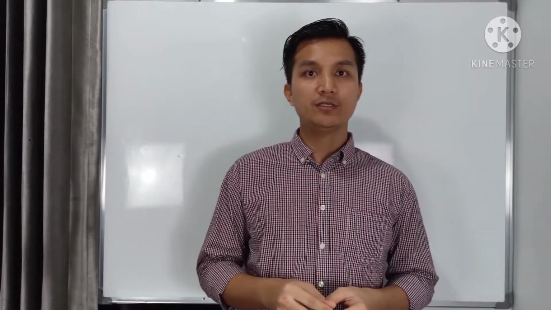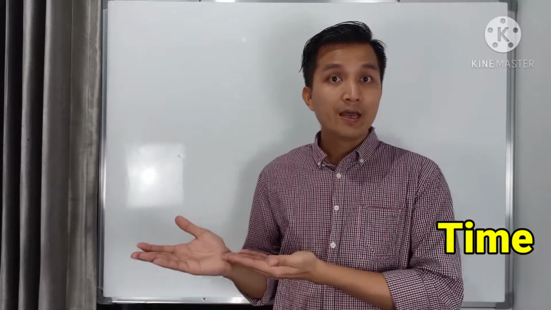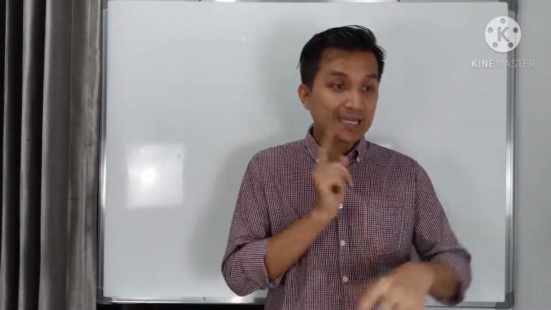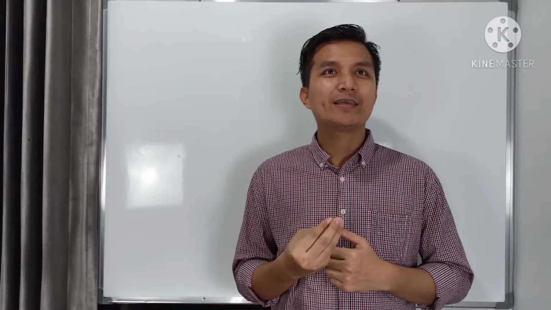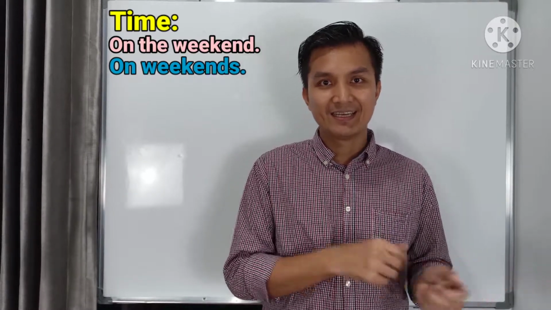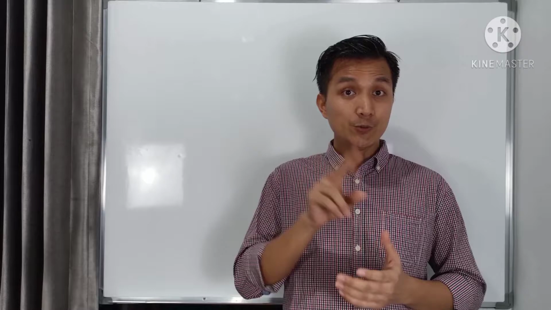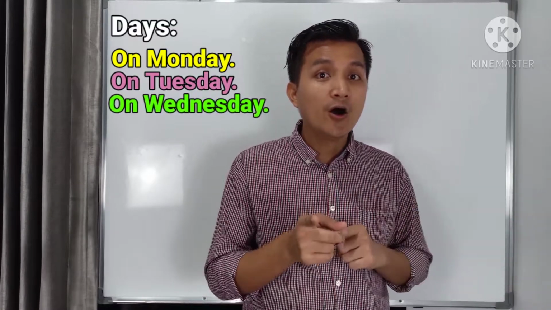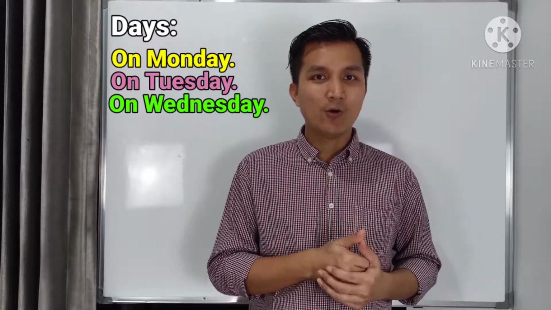Now we go to the preposition on. First thing is we are going to learn about time and places. Time and places using the preposition on. The first one is time. For example, we are talking about on the weekend or on weekends. Got it, okay? Number 2 is if we are talking about days. For example, on Monday, on Tuesday, on Wednesday. That is correct. Or if we are talking about a certain date.